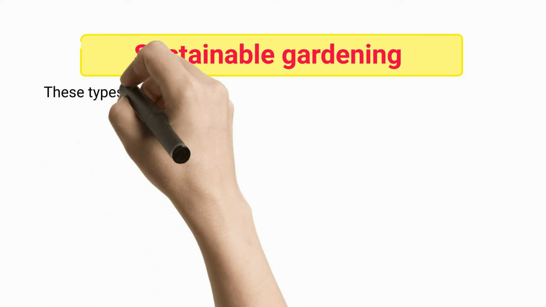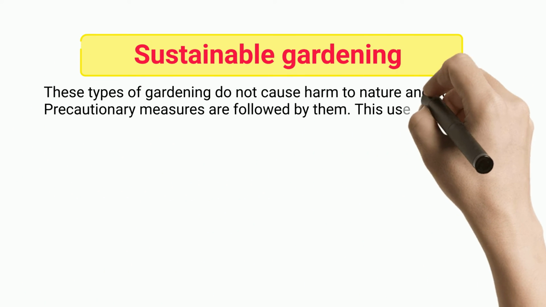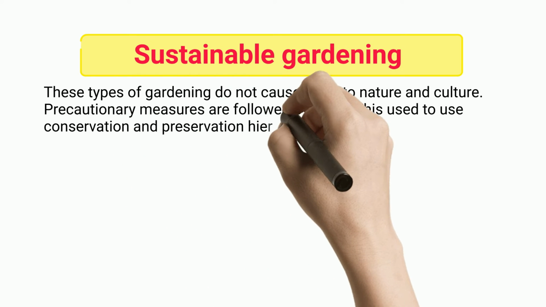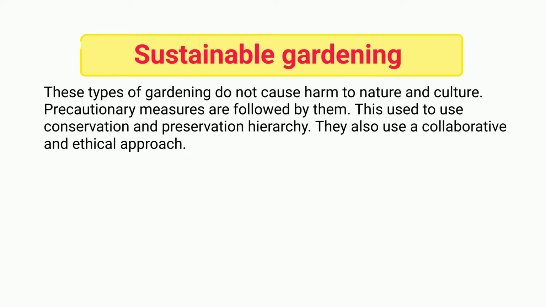Sustainable gardening. These types of gardening do not cause harm to nature and culture. Precautionary measures are followed by them. They use a conservation and preservation hierarchy. They also use a collaborative and ethical approach.